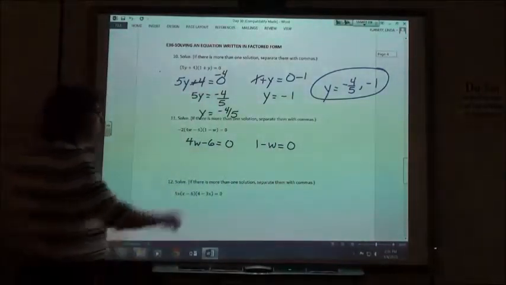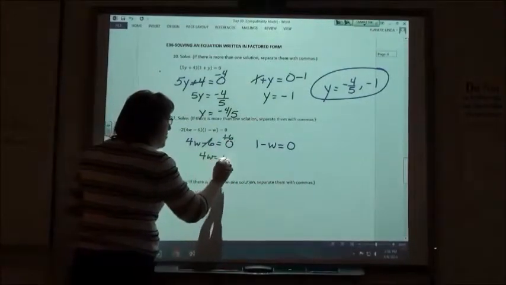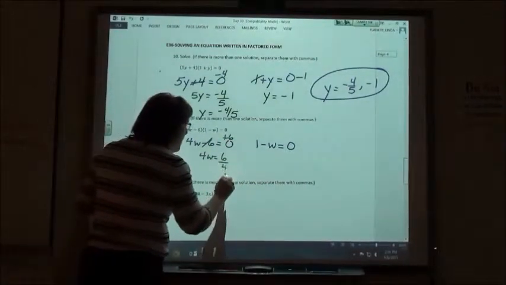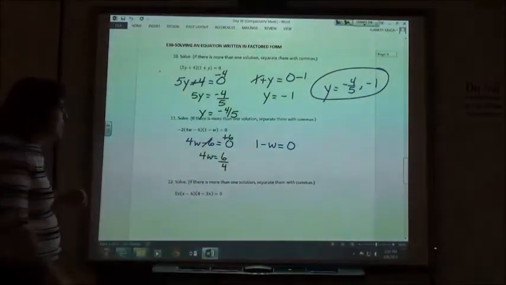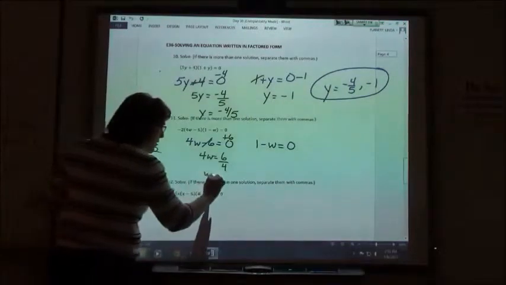So here, solving this, I would add my 6. So 4w equals 6. I have to divide by 4. 6/4 I can reduce down. So 3 over 2 would be my answer.